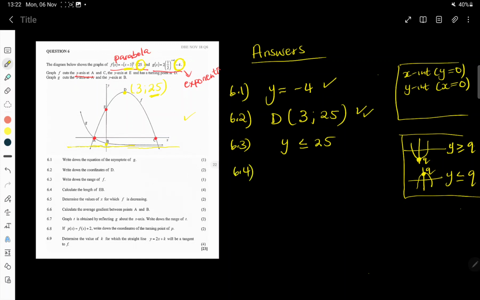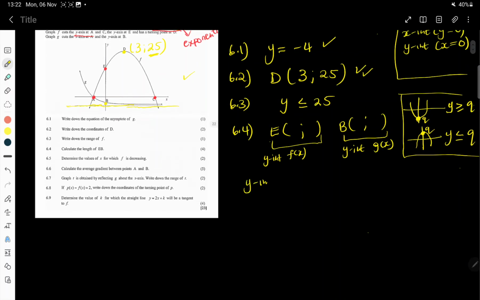Then 6.4, length of EB. Remember, E is the y-intercept, so you have to find the coordinates of E, also the coordinates of B. B is the y-intercept. They are both y-intercepts. E is the y-intercept of f of x, and then B is the y-intercept of g of x, sorry. So let's find the y-intercept.